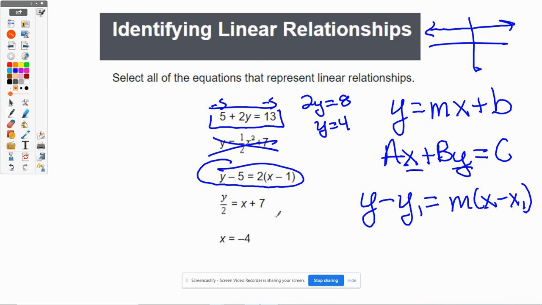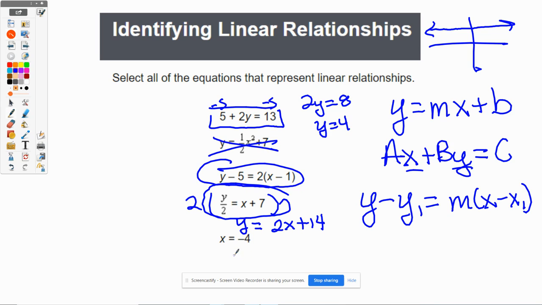This one you might not like as well, and it's kind of confusing. What you can do is you can work on getting y by itself by multiplying everybody by 2. That would give you y equals 2x plus 14. And how do you feel now? You should feel better. This is a line. It just needs to get y by itself.